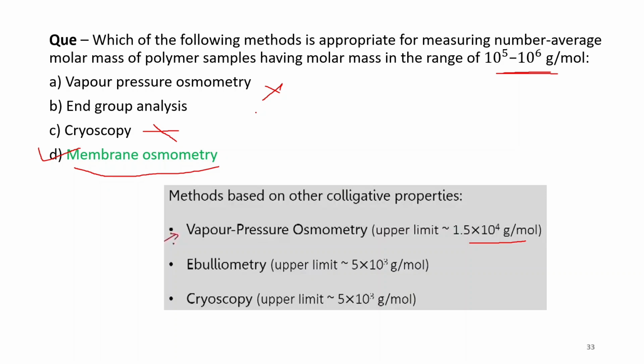Since the polymer has a higher molecular weight, the osmotic pressure will be very high, and since the osmotic pressure is high, membrane osmometry can easily calculate the higher molecular mass compounds. So we can get Mn bar, the number average molecular mass, from membrane osmometry.